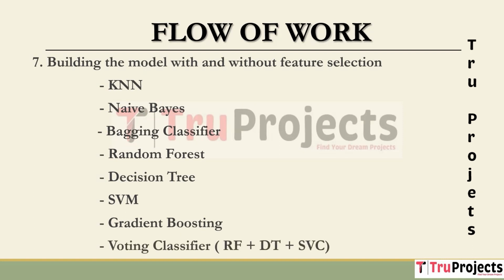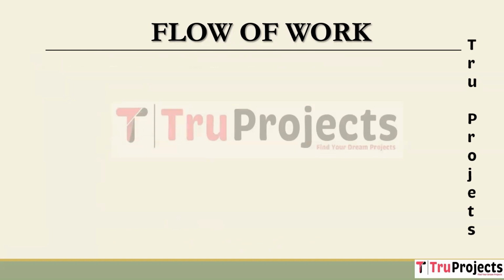Voting classifier with random forest, decision tree, and SVC. Voting classifier is an ensemble method that combines the predictions of multiple classifiers by the majority. Voting classifier leverages the strength of random forest, decision tree, and support vector machine to achieve higher accuracy and reliability in crop recommendations. Training the model. This step involves training the machine learning models using the training dataset. Each model learns patterns and the relationships within the data.